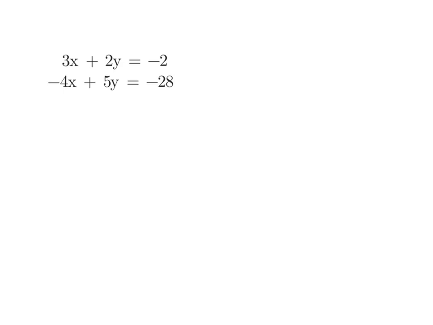Now, the way that you do this is you go, all right, what number does 3 and 4 go into? 12. It goes into 12. So what would I multiply this by to turn it into a 12? 4. What would I multiply this by to turn it into a negative 12?